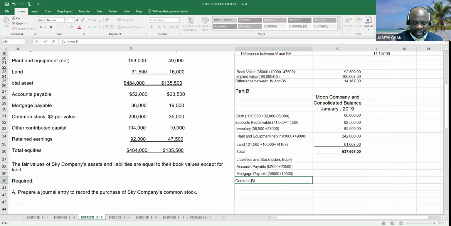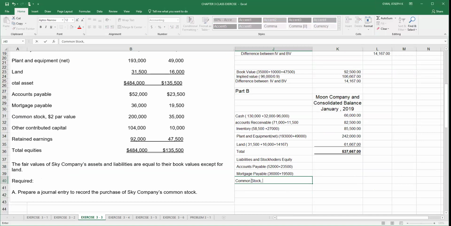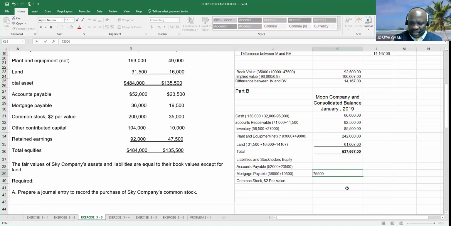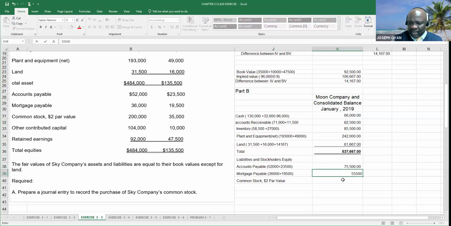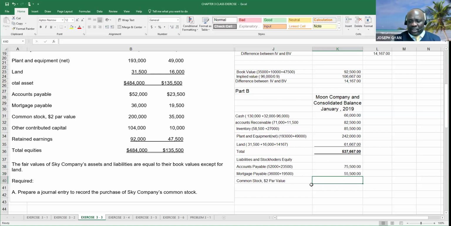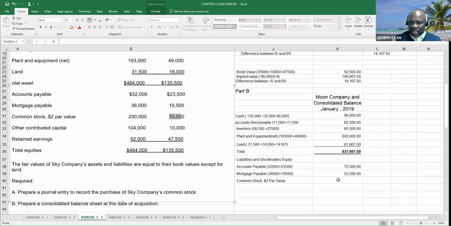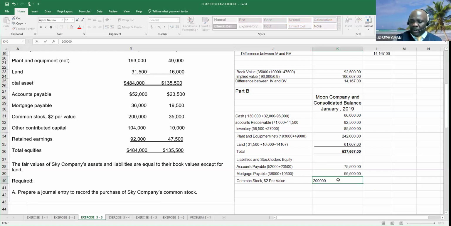When you're ready, you can give me the numbers. Common stock. How much is accounts payable? Give me the number. 75,500. And the mortgage? 55,500. Very good. On common stock, remember, we eliminated the subsidiary's. So the common stock is 200,000, the parent's common stock, because we have eliminated that amount.